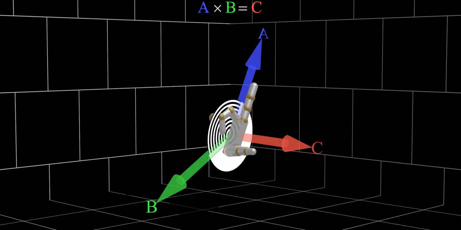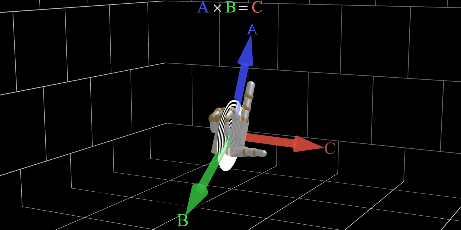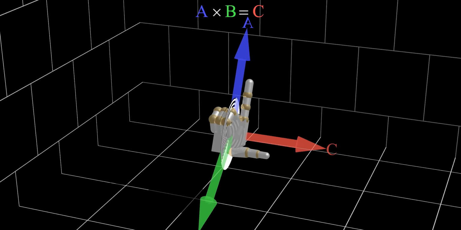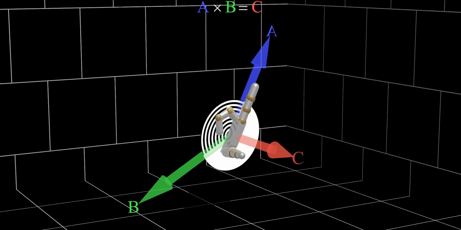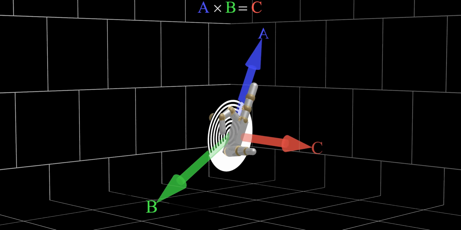As the perspective of this scene rotates, notice that A and B determine a plane while C points out of that plane. This highlights an important point. Cross products are inherently three-dimensional.